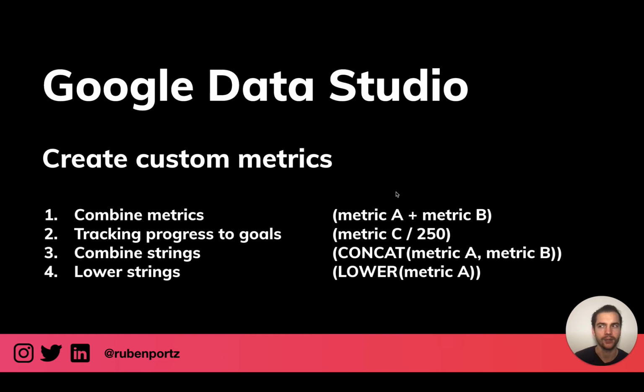So lowering is, for instance, if you write Facebook in your UTM parameters, sometimes with a capital F and sometimes with a lower f, you'll get different sources of traffic, but it's still the same Facebook website. So if you just use a function to lower everything, you can group them nicely together. So let's go into our Data Studio report and go through these one by one.